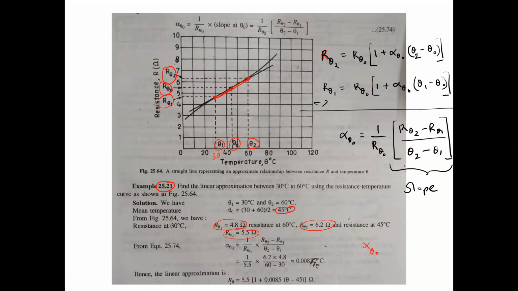So the relation of alpha theta 0 is also given over here. So you know the values of these resistances, the temperatures, and also r theta 0. So you can easily calculate the temperature coefficient. And once you know the temperature coefficient, then you can formulate the general relation of r theta for this particular straight line. And for now you can put different values of theta and calculate the values of the resistance at that particular temperature.